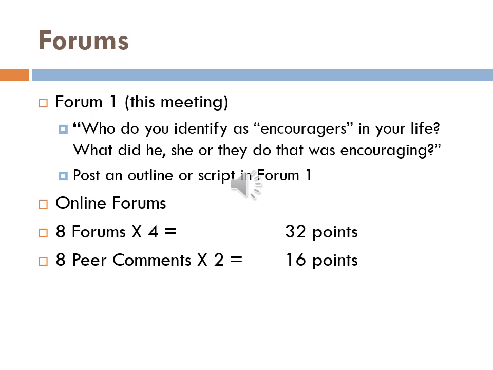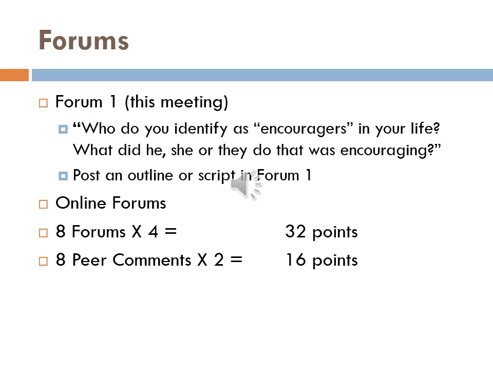Come to the Zoom conference prepared to answer this question. Who do you identify as encouragers in your life? What did he, she, or they do that was encouraging? I expect a 3 to 5 minute answer to earn the 4 points of this activity.